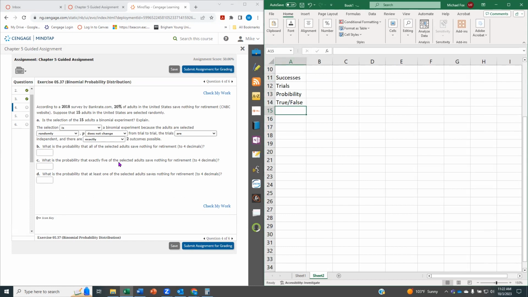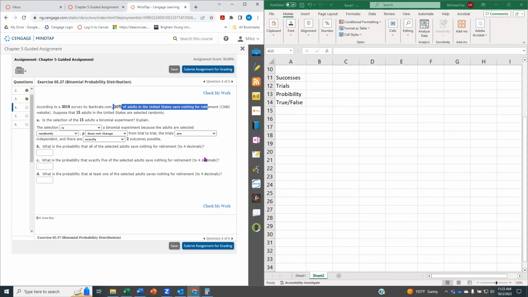All right, so let's just take a look at this. So the first question is, what is the probability that all of the selected adults save nothing for retirement? So we have to decide what a success is. Usually the problem kind of tells us. So it says 20% of adults save nothing for retirement. And then they're asking us, what's the probability that these people save nothing for retirement? So even though it's weird to call it a success that people don't save anything for retirement, recognize that we're not making a value judgment here. We're just making a mathematical sort of query.